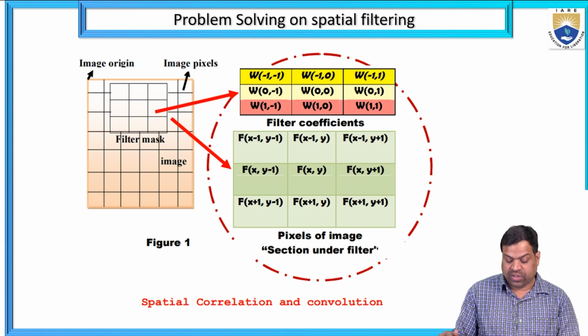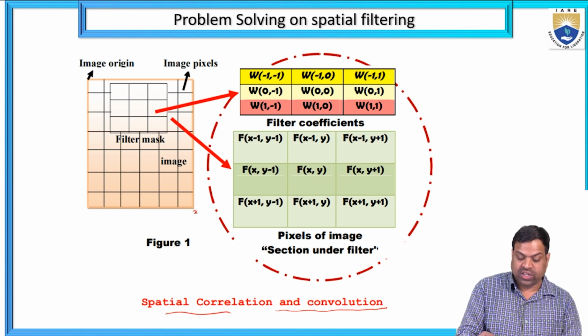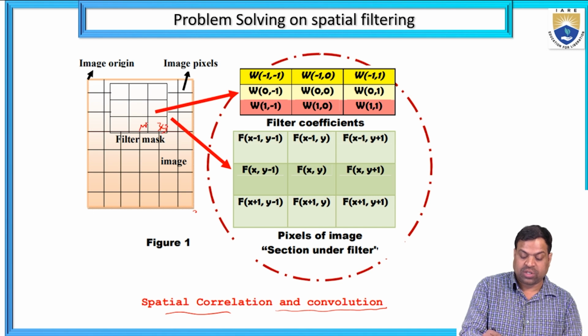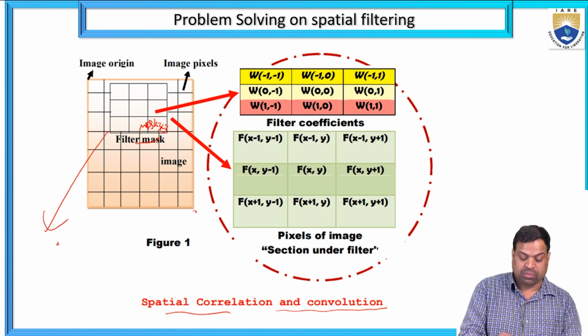Here is one example, spatial correlation and convolution. Here I am taking a matrix. In this matrix, there is a 3 by 3 mask, which is called the filter mask. The filter mask is applied for filtering.